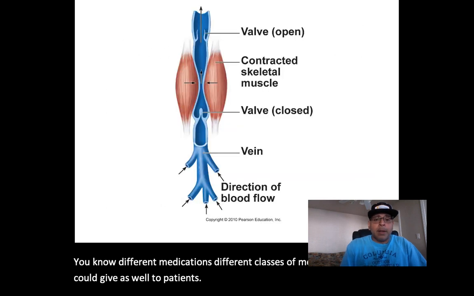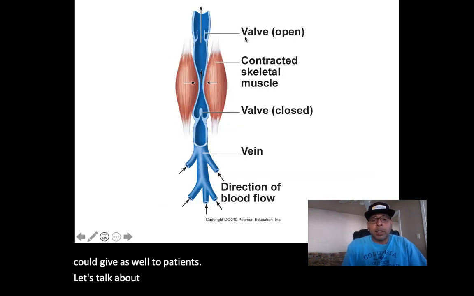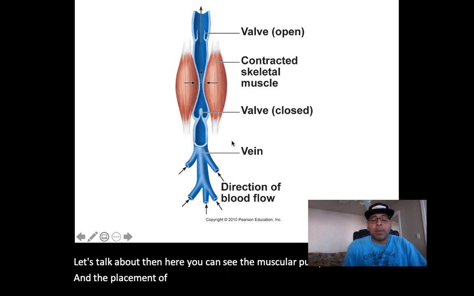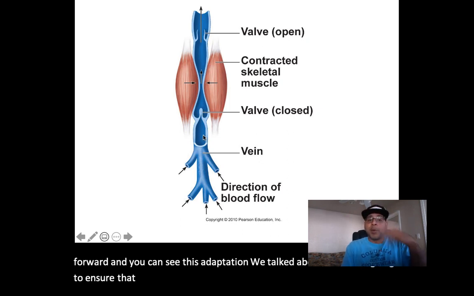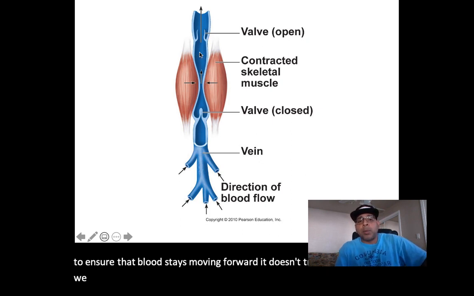Let's talk about the muscular pumps and the placement of the veins and how they're going to allow blood to move forward. And you can see this adaptation we talked about. Valves are going to ensure that blood stays moving forward. It doesn't trickle back. Right? And when these valves stop working properly, we have this condition called varicose veins.